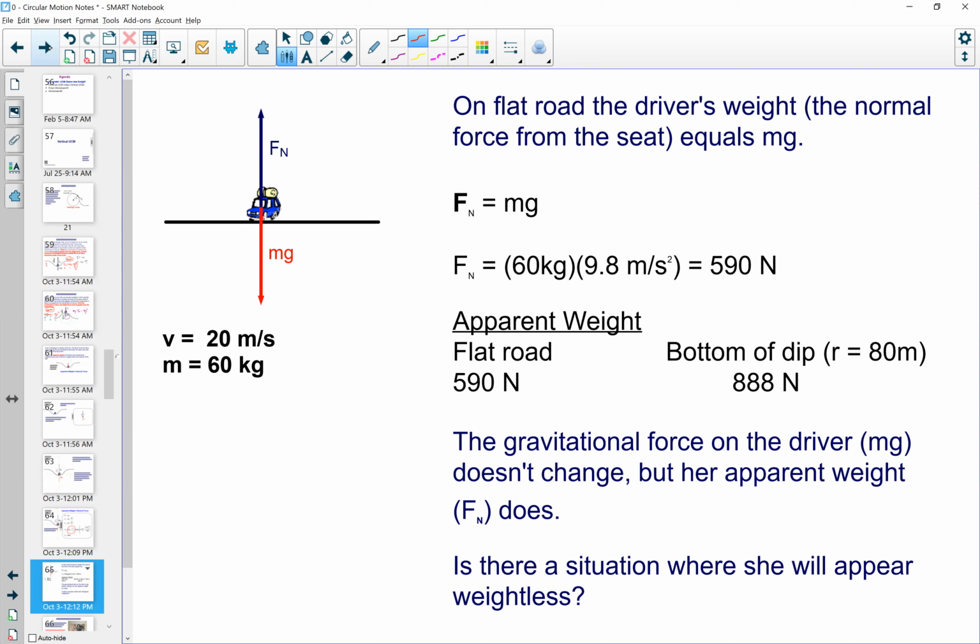So in summary, we know the apparent weight on the flat road's 590. We know at the bottom of this dip, it's 888. They feel much heavier at the bottom of that dip. The gravitational force on the driver doesn't change, but her apparent weight does. So she feels heavier at the bottom of that dip. Is there a situation where she would feel weightless?